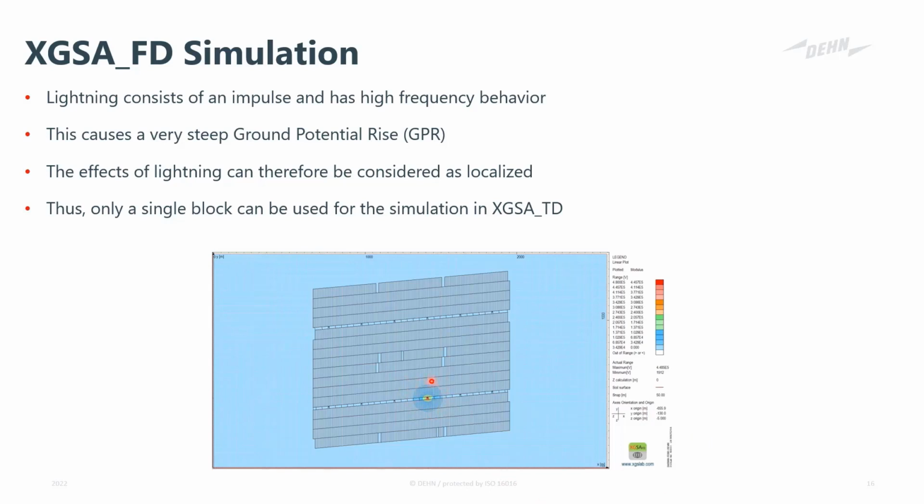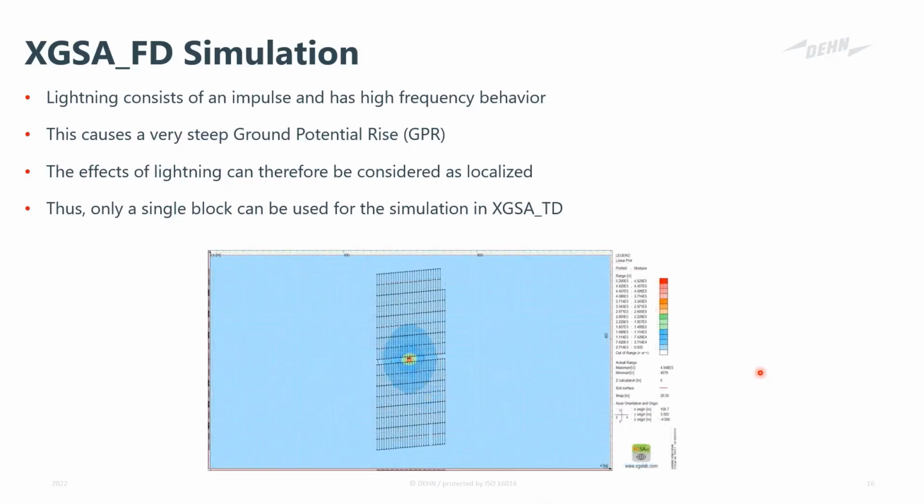So it creates a very steep, localized ground potential rise. For that reason, we can isolate a block for the study and only focus on a specific block and still maintain that ground potential rise within that single block. This is beneficial because if we move over to the time domain simulation, that can become quite rigorous and time consuming. And if the plant is very big, a simulation like that could run for weeks on end.